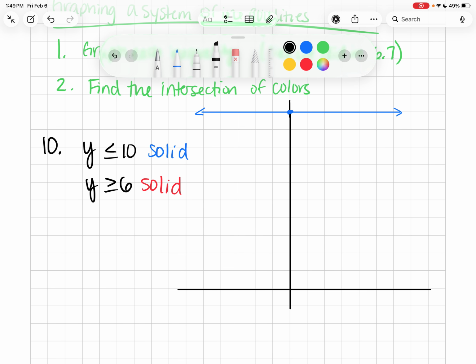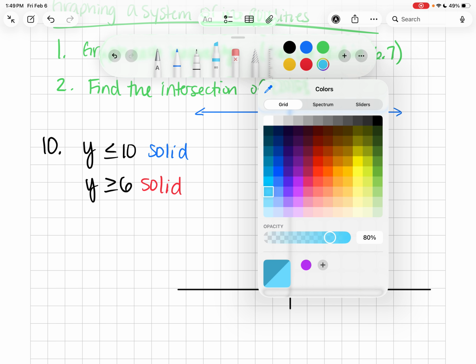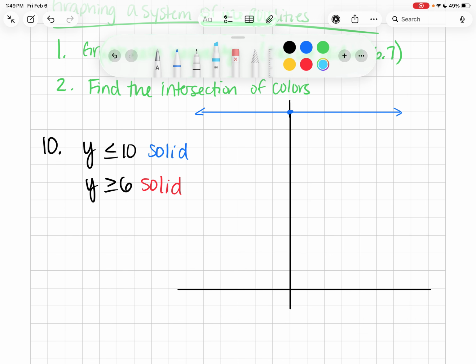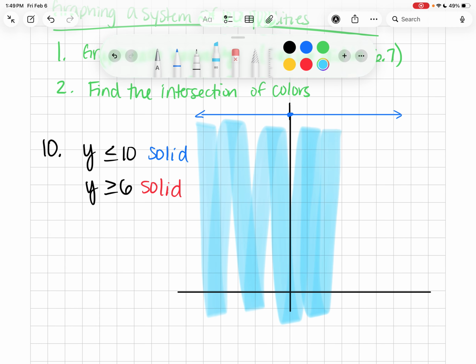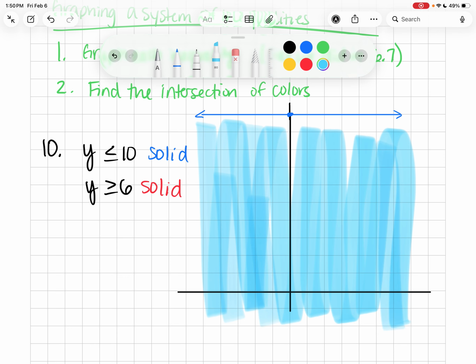Now, where does this one get shaded? Below, because it's less than. So it's shaded down here. Shade all of that, just underneath it? Yep, the whole thing underneath of it. All right, then the other one, y is greater than or equal to 6.